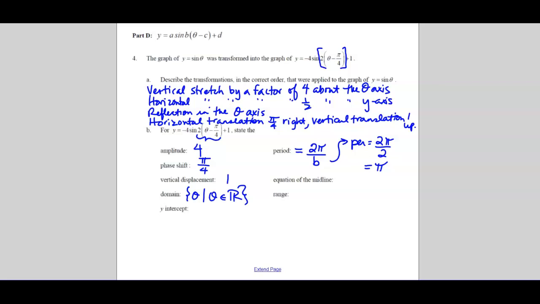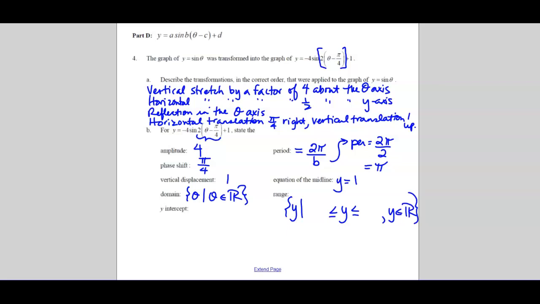Okay. Equation of the midline. That's y equals that d value. If you just put 1, you'll get it wrong. It's one equation. So then the range, so I'll do step builder just to show both. The last page I did interval notation.